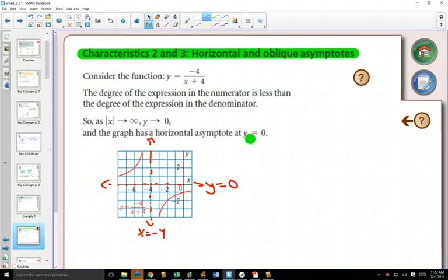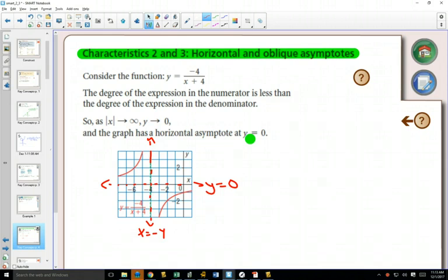Well, the way that you're going to tell is by looking at the highest degree that occurs in your function completely. So in this one, in negative 4 over x plus 4, the highest degree is x. And remember that horizontal asymptotes tell us what happens when x gets really, really big. So if we just put a very, very big number in for x, can you see that this function is going to get really close to 0?